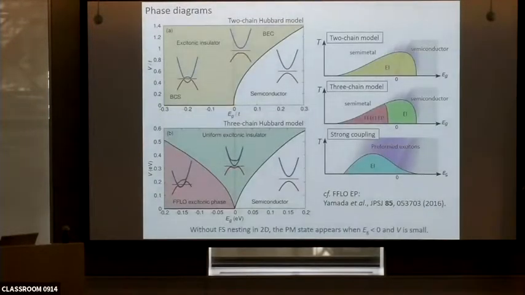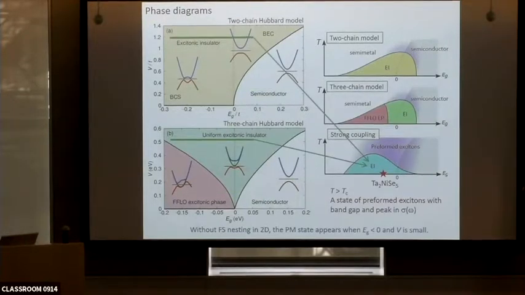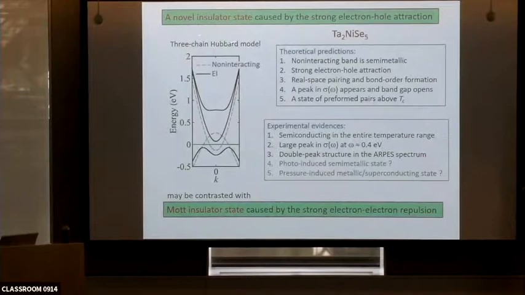Anyway, maybe you can say that the Mott insulator state is caused by strong electron repulsion. That I can say. And also, the multi-insulator state is caused by the electron repulsion. That's okay. So they are very similar things.